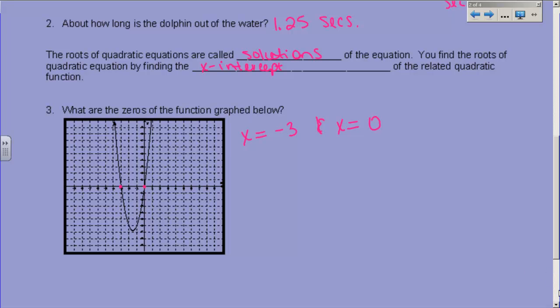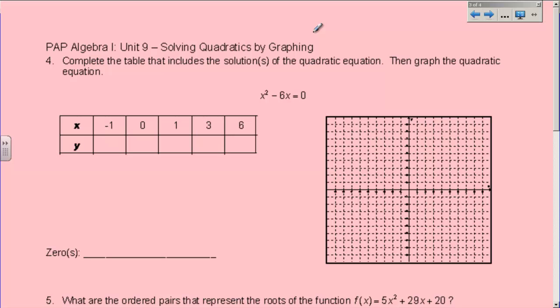And that's how we solve it, using a graph. You look at the graph, find out where the x-intercepts are, and you're done. So let's do a couple more.